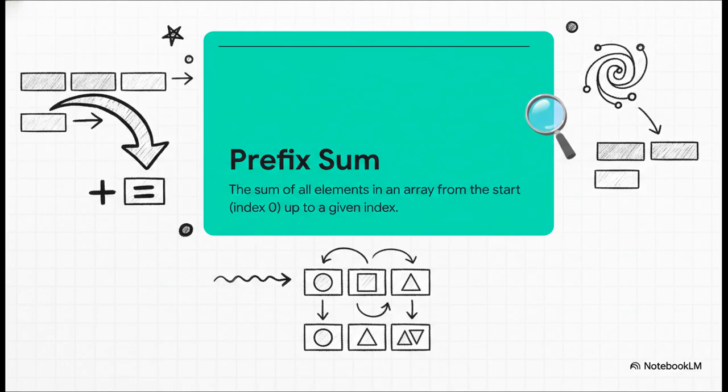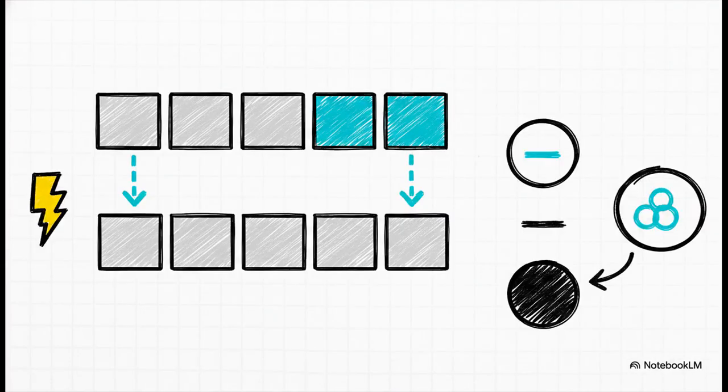So if you have an array like 1, 2, 3, the prefix sums are, well, first it's 1, then 1 plus 2 is 3, and then 3 plus 3 is 6. Simple, right? But oh, it is so powerful. And here is where the magic happens. Once you have all those running totals, you can find the sum of any subarray you want instantly. The sum is just the prefix sum at the end of your subarray minus the prefix sum from right before it started. Boom! No more nested loops, it's instant.